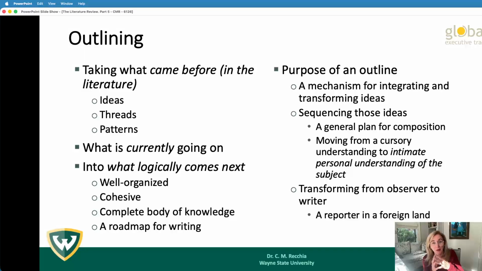And then we want to be able to say, as part of our paper, what logically comes next. So based on everything I know from the past and from what's currently going on, what do I really think is going to happen here? And what do I believe I want to study? I want to impart this knowledge on you. It needs to be well organized, cohesive, and a complete body of knowledge. And the outline, of course, provides a roadmap for writing.